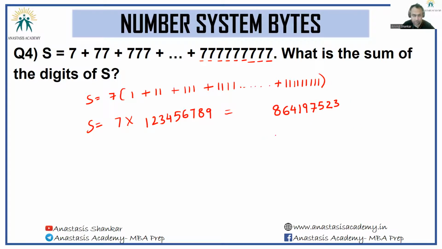Let us now see what is the sum of the digits. I will make groups of 10 and cancel. I have 10. I have 10. I have 10. And I have 15. So if I add these numbers up, the sum of the digits turns out to be 45.